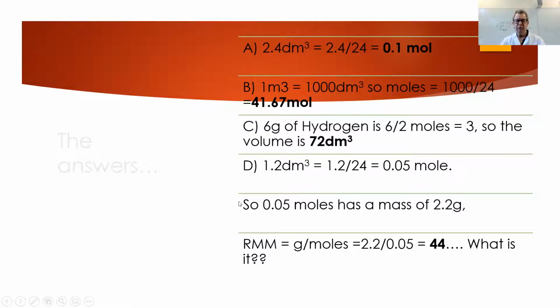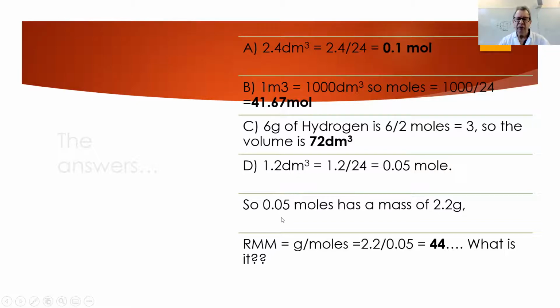The last one is a bit more confusing. It starts with 1.2 cubic decimeters. So you work out how many moles that was. 1.2 divided by 24, using the third triangle, is 0.05 moles. And then it told you in the question that that volume had a mass of 2.2 grams.